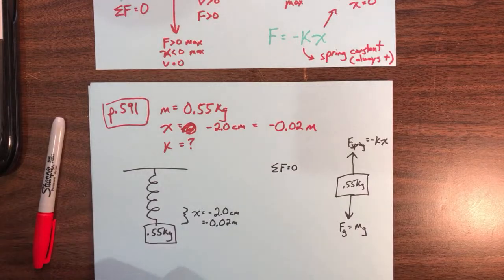So I got a question here. Let me look. What is variable x again? So x is the displacement or the position. We're using them kind of interchangeably here, but it's the displacement.